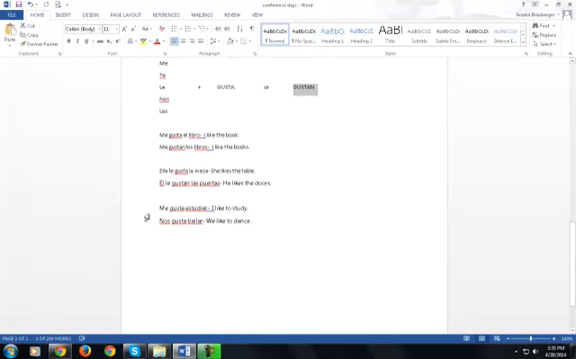Notice there's no gustamos, there's no gusto, anything like that. When we're talking about phrases like me gusta, we use me, te, le, nos, and les, and then only gusta or gustan. If it's one thing that you like, it's gusta. If it's more than one thing you like, it's gustan.